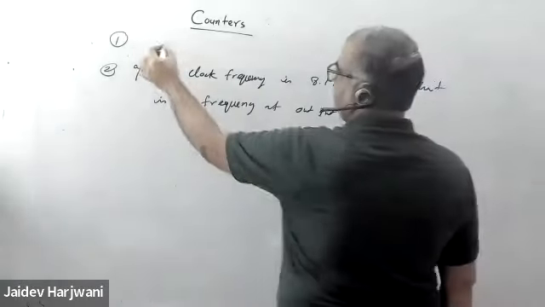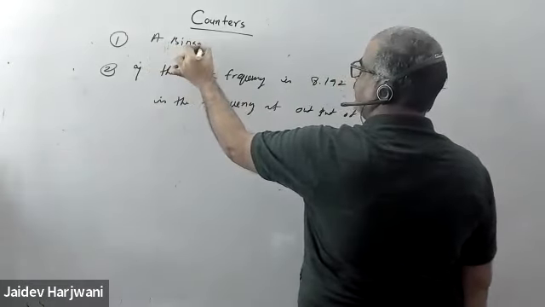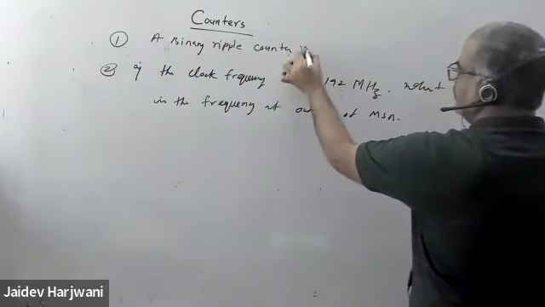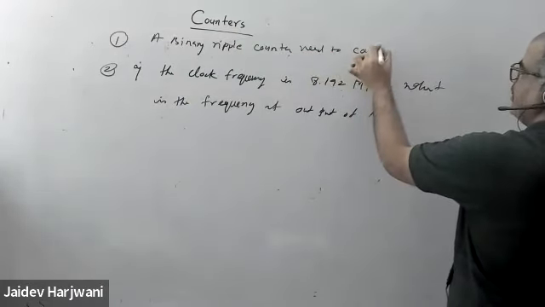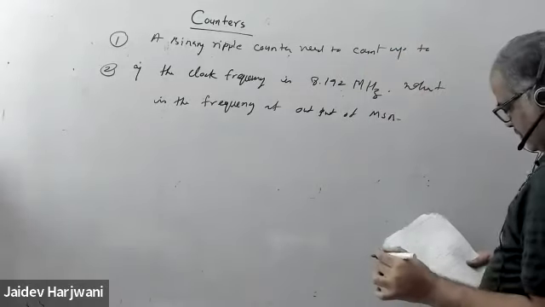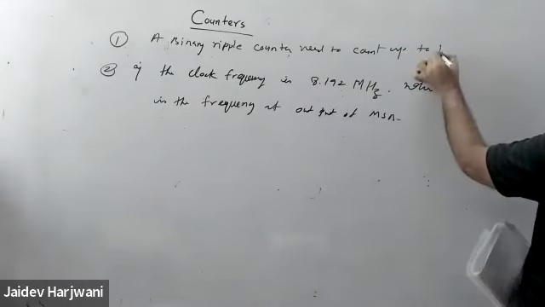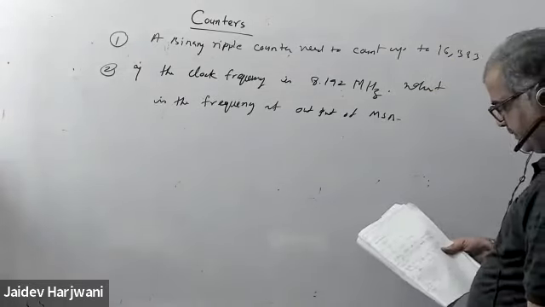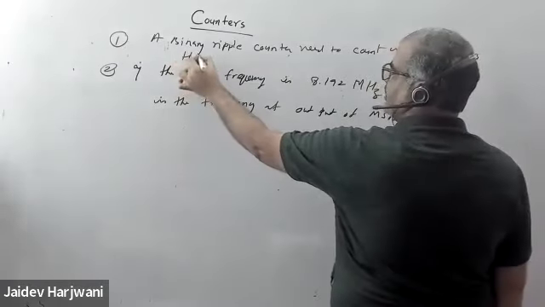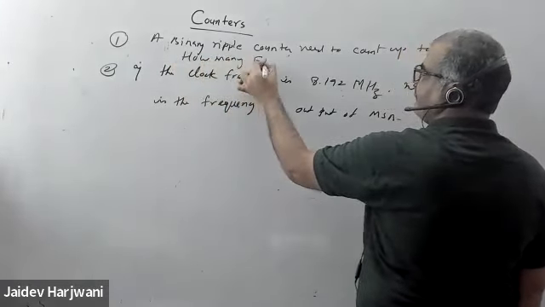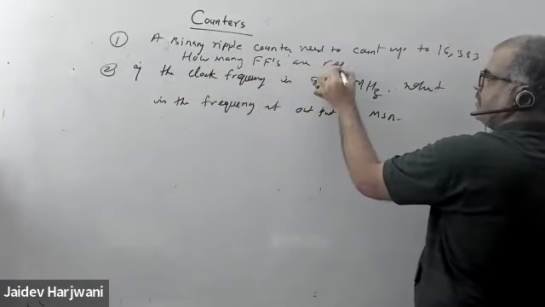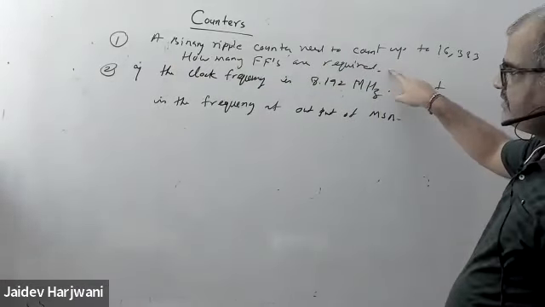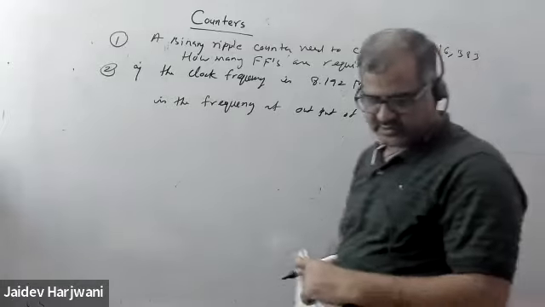A binary ripple counter needs to count up to 16383. Then how many flip-flops are required? Once you know how many flip-flops are required, you know how many bits there are, and then you can find this one. Both two questions.